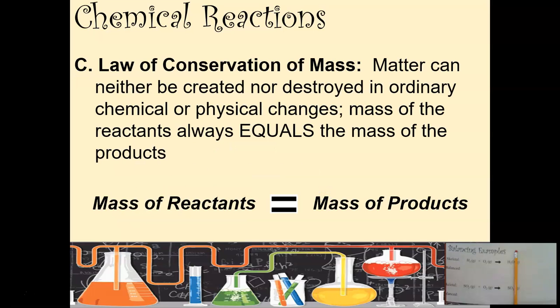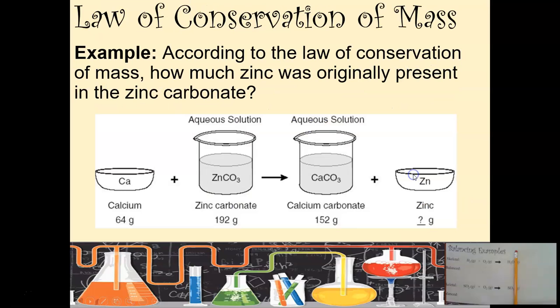The law of conservation of mass says that mass can't be created or destroyed in an ordinary chemical or physical change, which is what we're talking about. Mass of the reactants is always equal to the mass of the products. That's the big takeaway here. Whatever mass of reactants you have, the mass of the products must be equal.